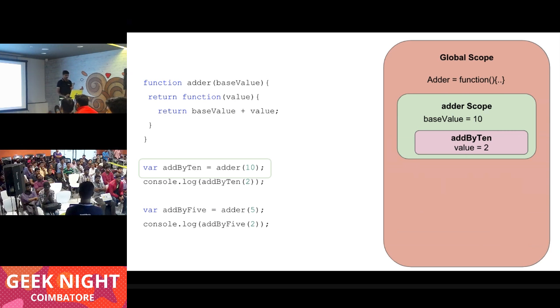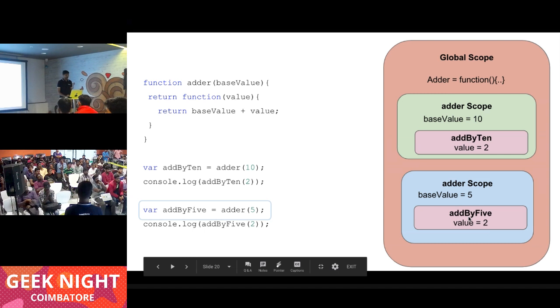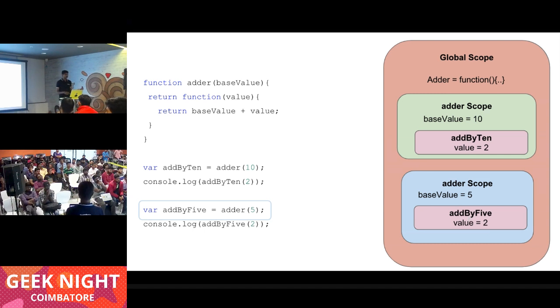Then it goes to the next line, where we are again calling the add function with the value of 5. It creates another scope and takes it with the assigned function. That's why one scope does not affect the other ones. Any questions so far?